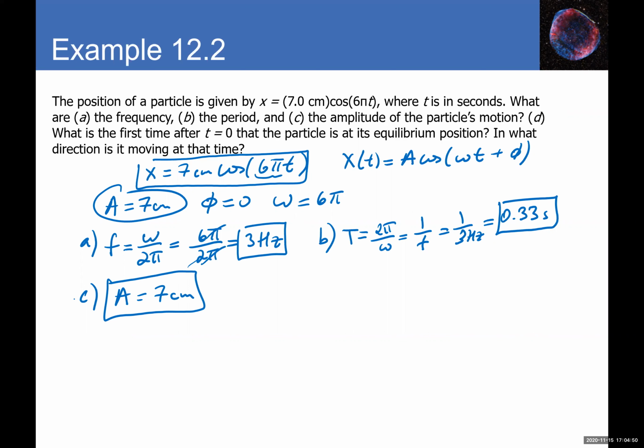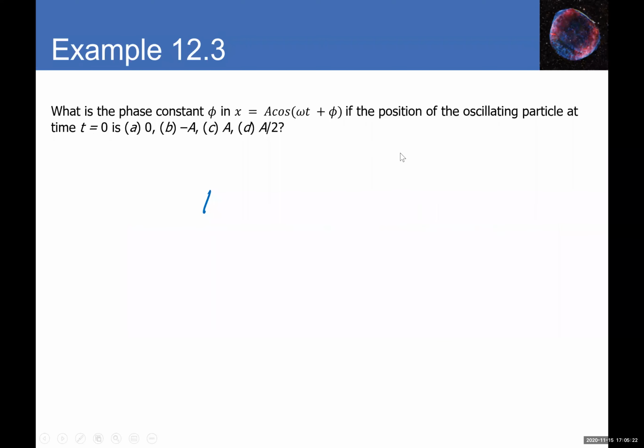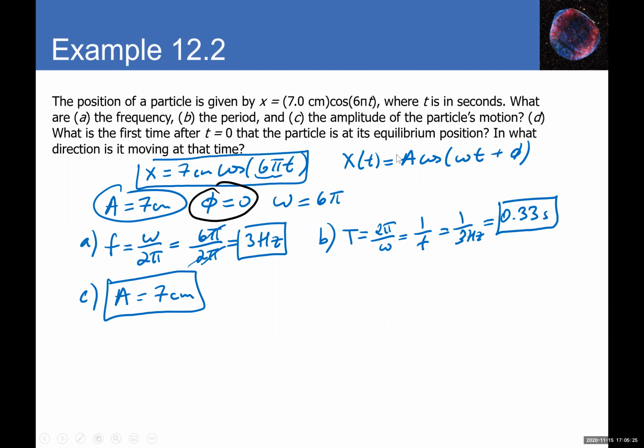Now, part D. So that was the easy part, to get some of that information. Part D says, what is the first time after t equals 0 that the particle is at the equilibrium position? In what direction is it moving at this time? Now, one thing we have here is this. We know that the particle has phi equals 0. Remember, phi equals 0 means that it started from position x equals A. So at least that one piece of information we get directly from that.